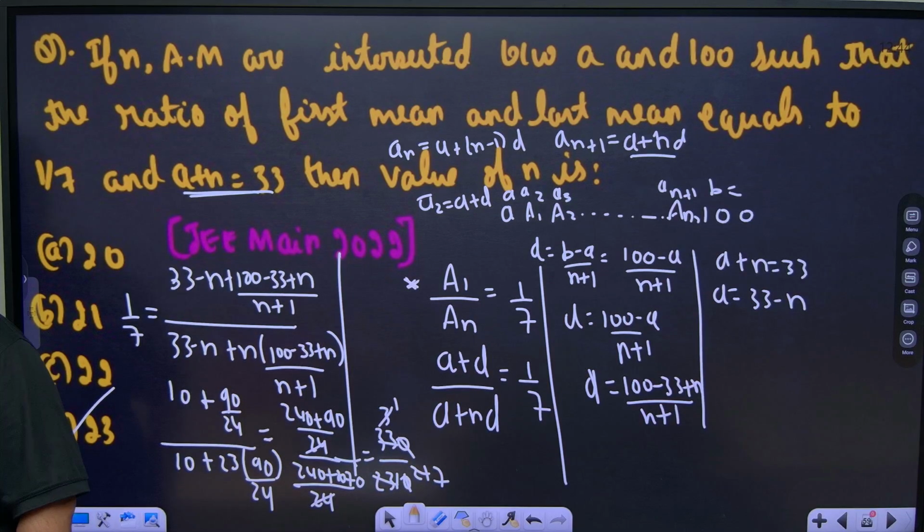Whenever they say intersected or inserted between a and 100, you should understand that arithmetic means are inserted between two numbers. Then you have to know that the common difference is (b minus a) by (n plus 1). The first term a1 will become a plus d, and the last term will become a plus nd, not n minus 1 d. It is nd. Only this much you need to remember. Solving is easy. Nothing much is there.